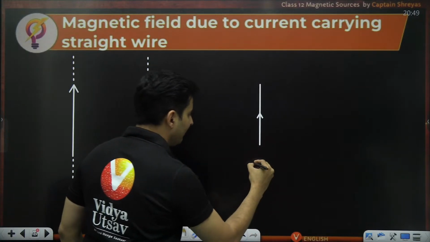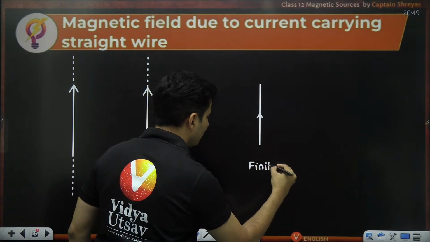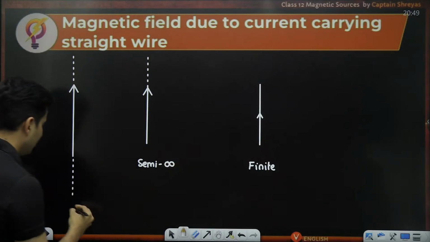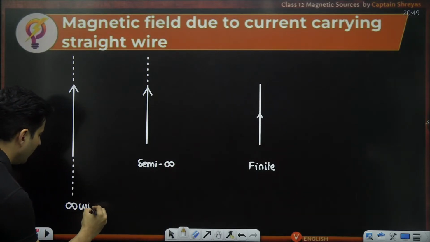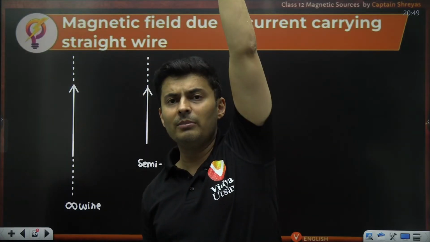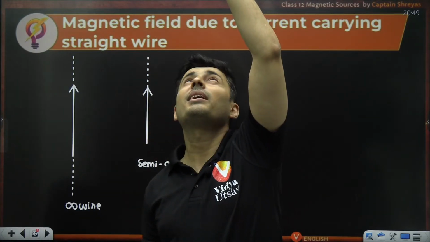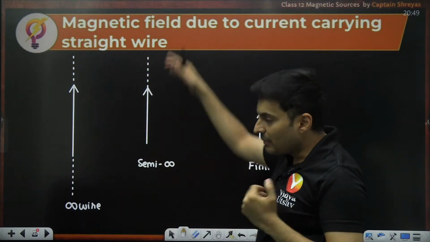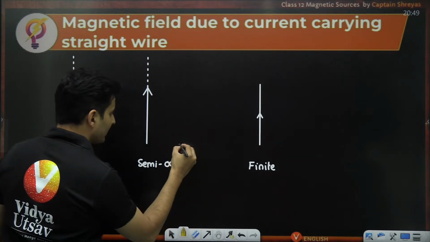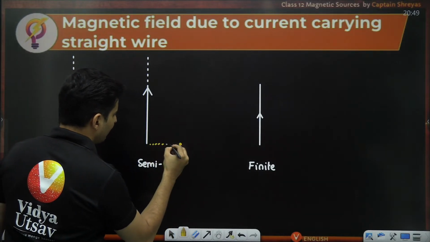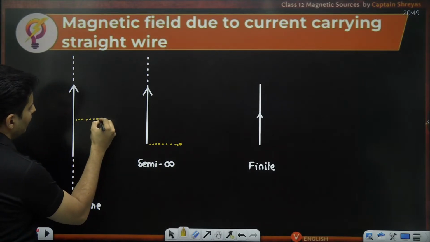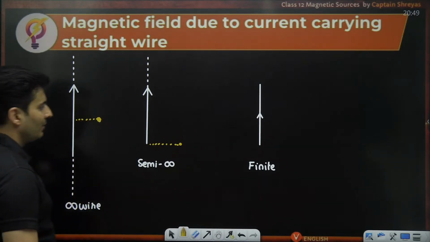So this is your finite wire. This is semi-infinite. This is just an infinitely long wire. It's a very long wire, basically, like imagine 10-20 meters long, so that end and this end are very far away. Semi-infinite means you are standing somewhere over here. In the infinite case, you are just standing here, in front of it like this.